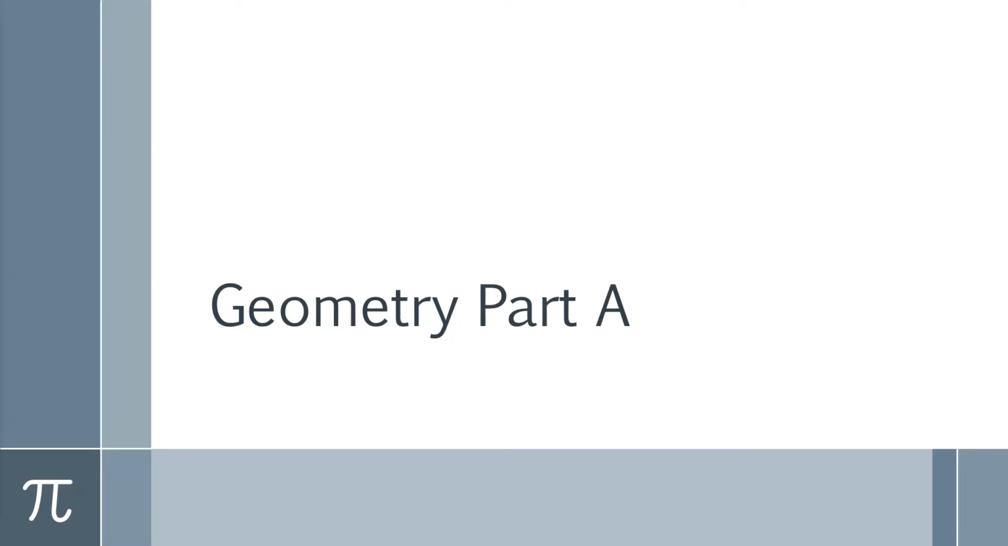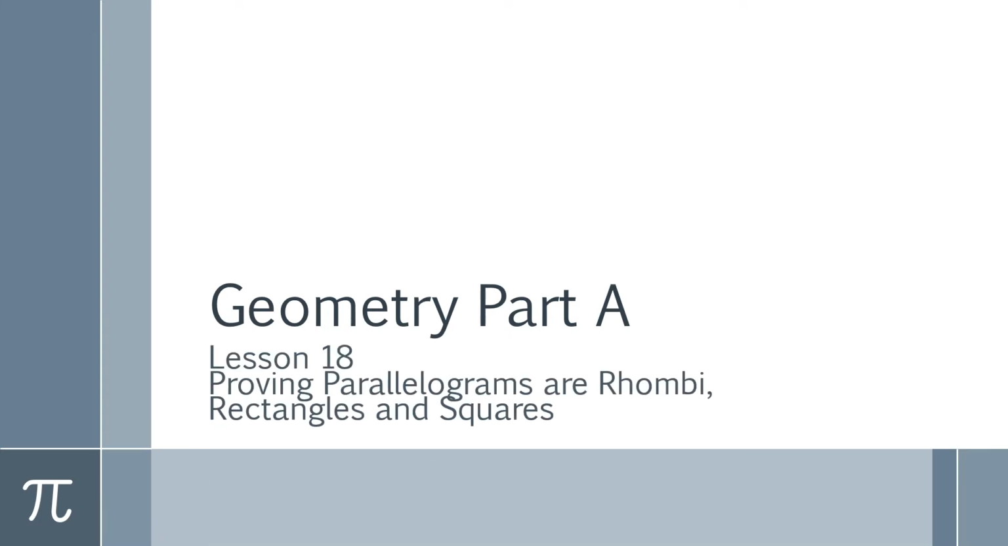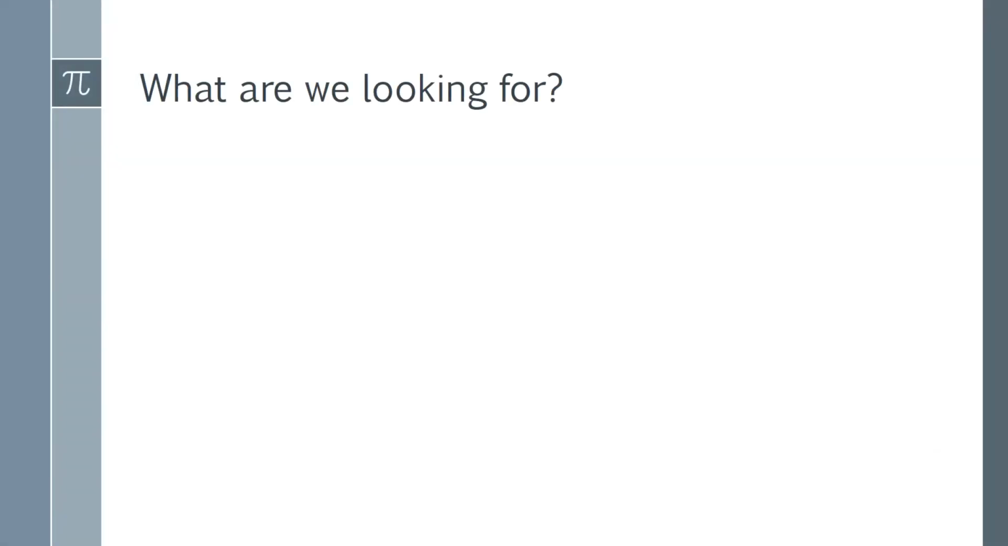This is Mr. Rowe. We're looking in Geometry Part A. This is Lesson 18. And we're looking at how to prove that a parallelogram is a rhombus, rectangle, or square. So let's take a look at what we're trying to show. Remember, these are the characteristics of all three of these objects.